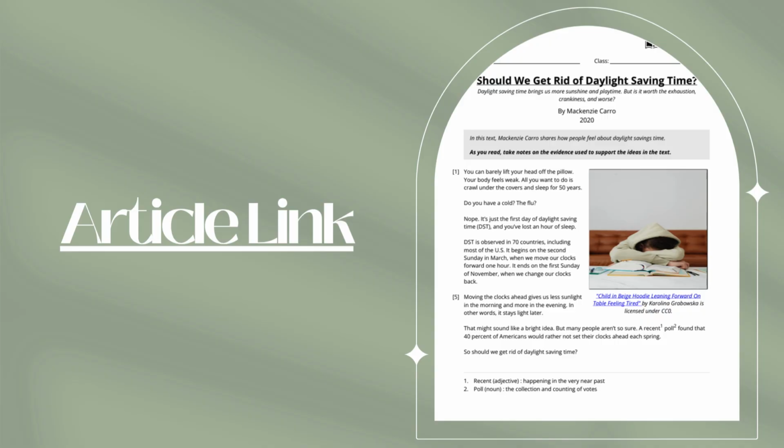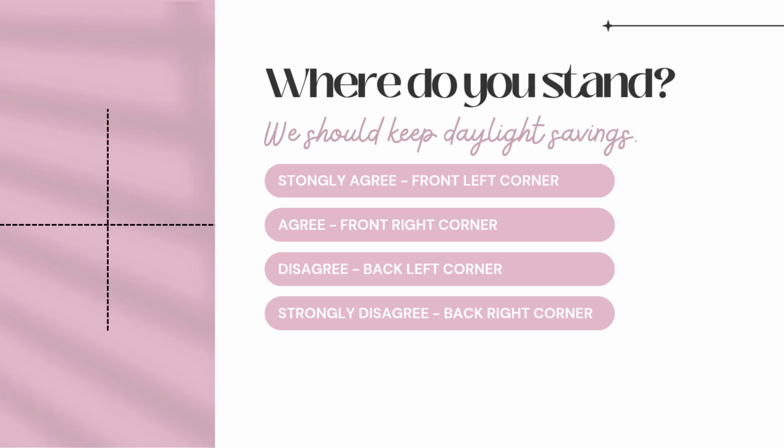So an example: this is the article that I would choose. The article talks about whether we should get rid of daylight savings time, and goes through the different reasons why it's good and also why it's bad. It also explains what daylight savings time is. Here I have the Where Do You Stand, and the statement is, should we keep daylight savings time? In the front left corner, they'd be strongly agree. The front right corner is agree. The back left corner is disagree, and the back right corner is strongly disagree.